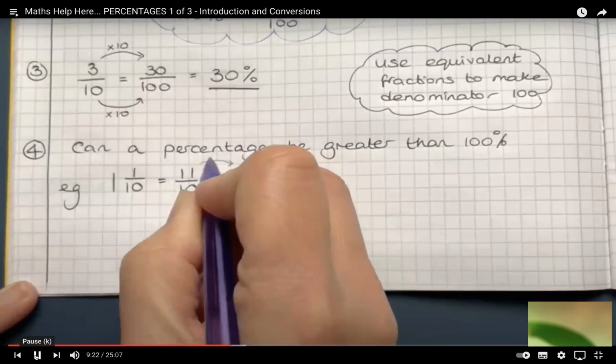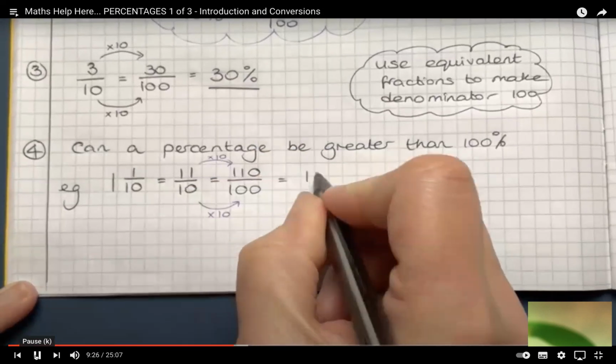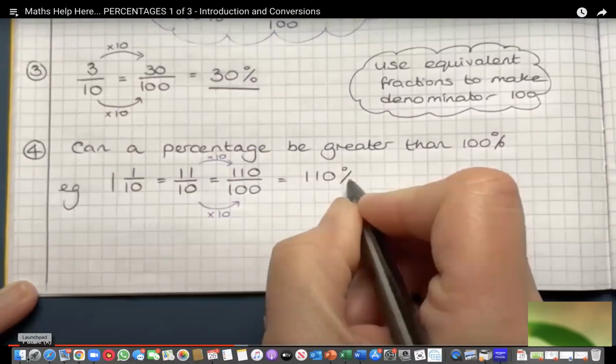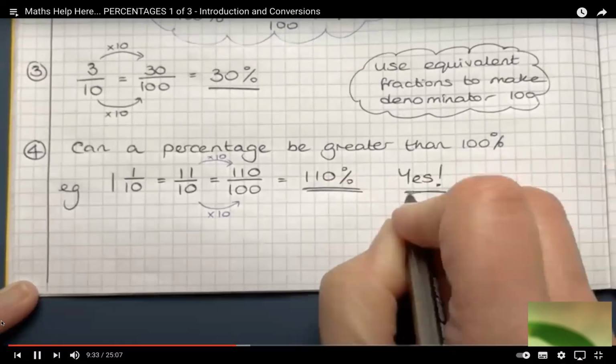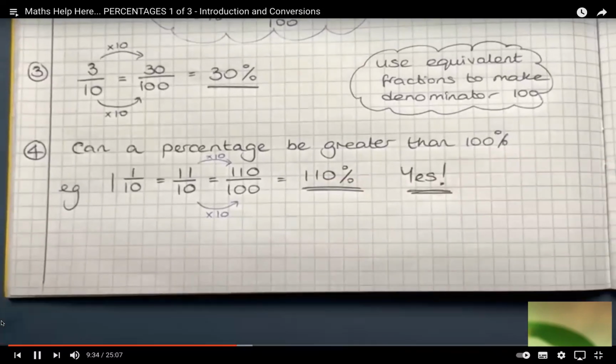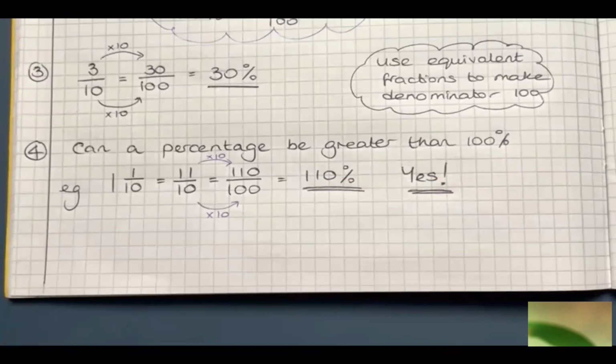Let's have a look and see what I've got. I've now got 110%. So yes, a percentage can be greater than 100%. And that's one of those common misconceptions that people have, that they think you can't go beyond 100%.